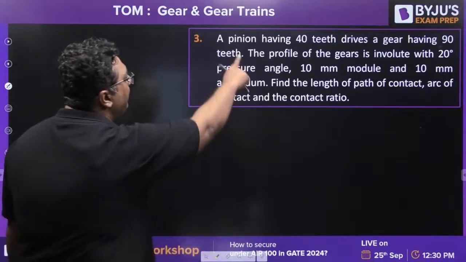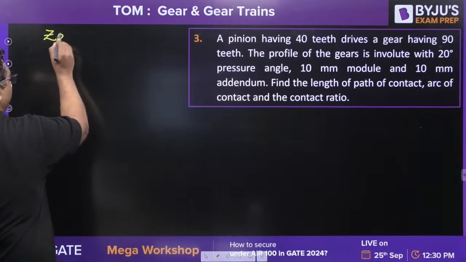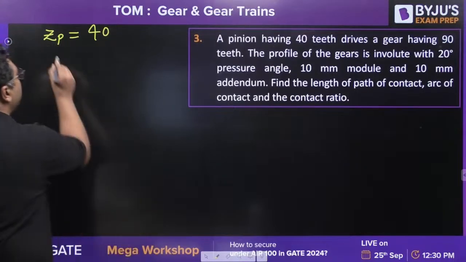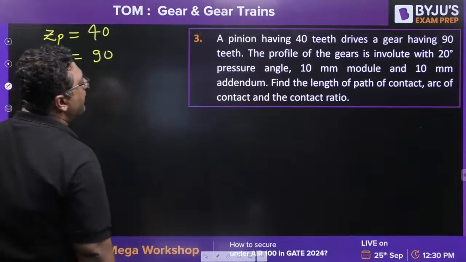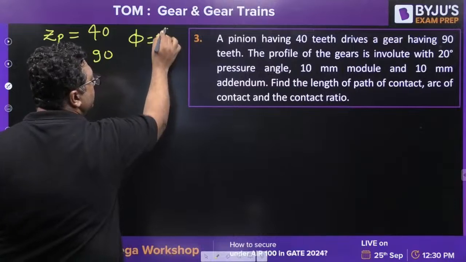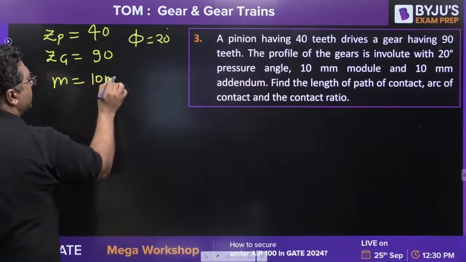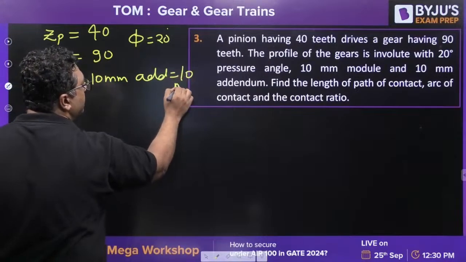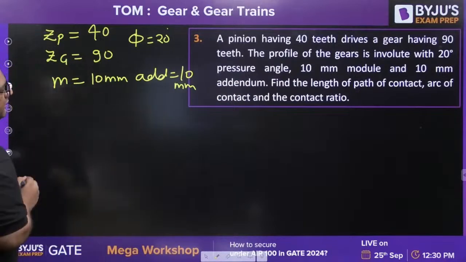A pinion has 40 teeth. Now I am showing the number of teeth with Z. Z1 is 40 teeth. Gear has 90 teeth, Z2 is 90. The profile of gear is involute with a pressure angle of 20 degree. Module is 10 mm, and they are saying addendum is also 10 mm. Find the length of path of contact, arc of contact and contact ratio.